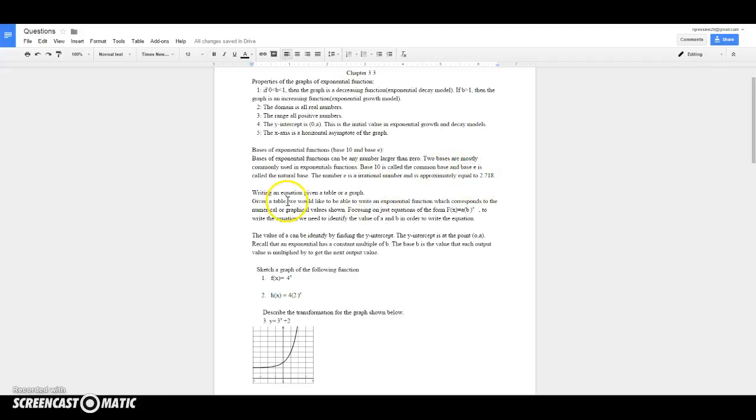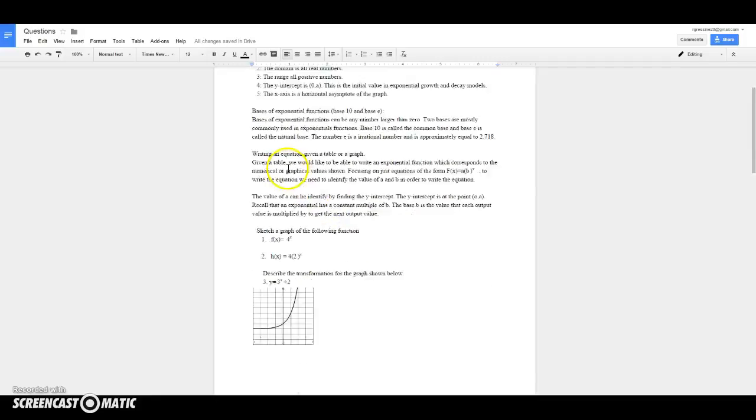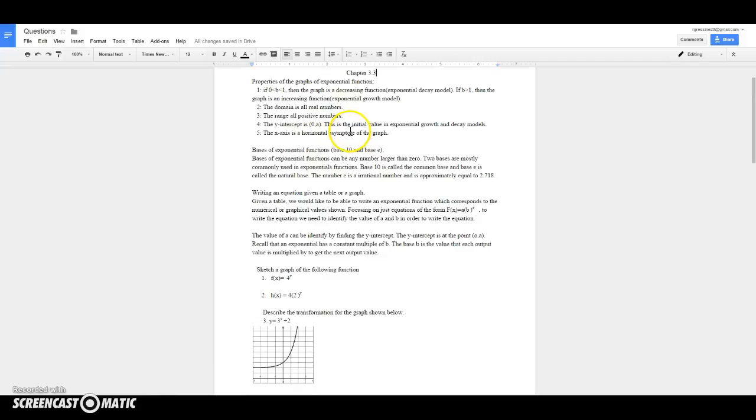And writing an equation given a table or graph. We need to know this formula, which is y equals a times b to the exponent of x, and we need to identify a and b in order to write the equation. And base b is the value that each output value is multiplied by to get the next output value. This is all the things to know about chapter 3.3, which is about exponential functions.